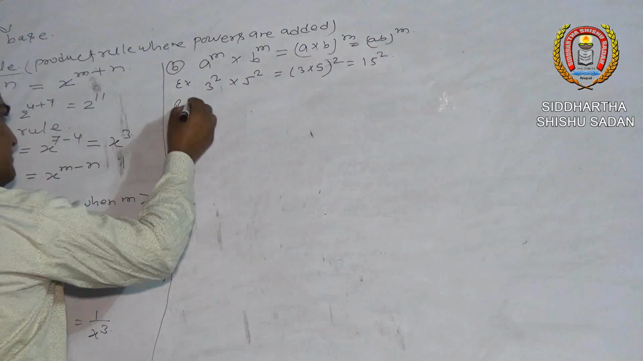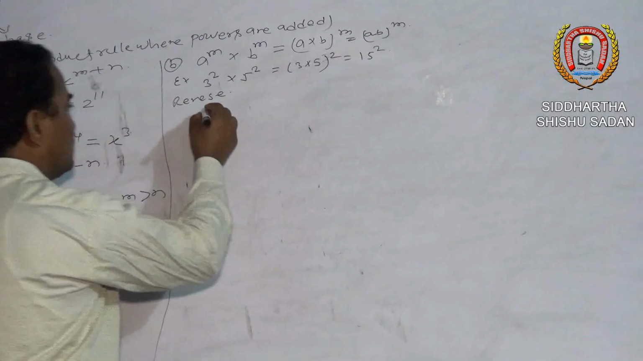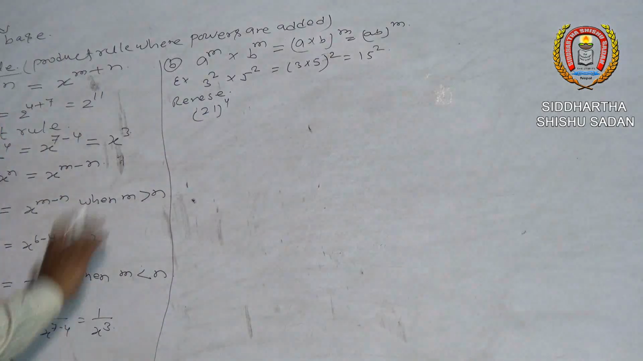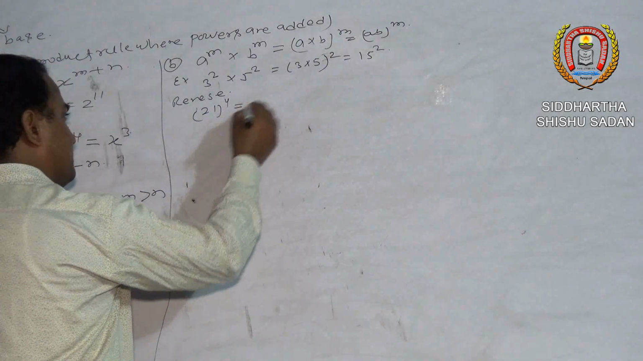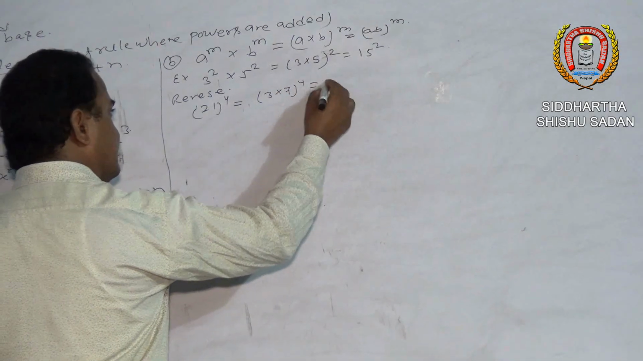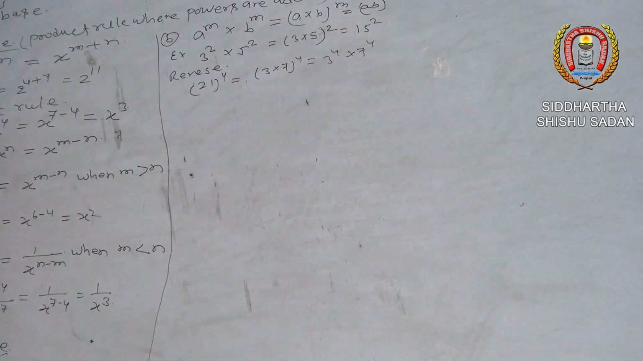Take it in reverse, as 21 to the power 4. We are going to reverse it. 21 to the power 4 means 3 into 7 to the power 4, again 3 to the power 4 into 7 to the power 4.